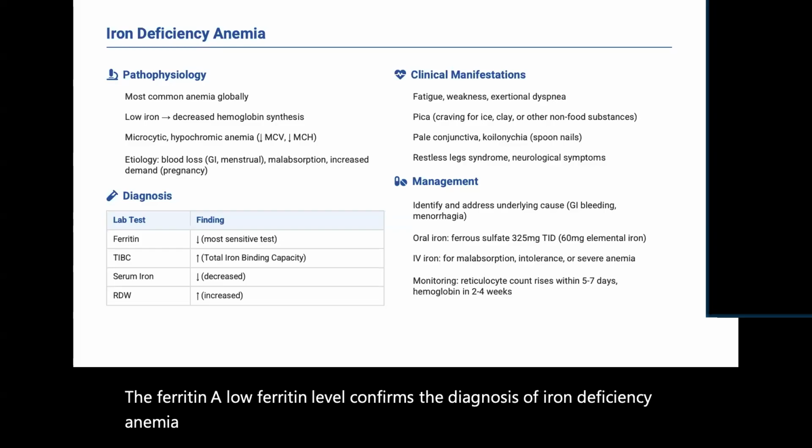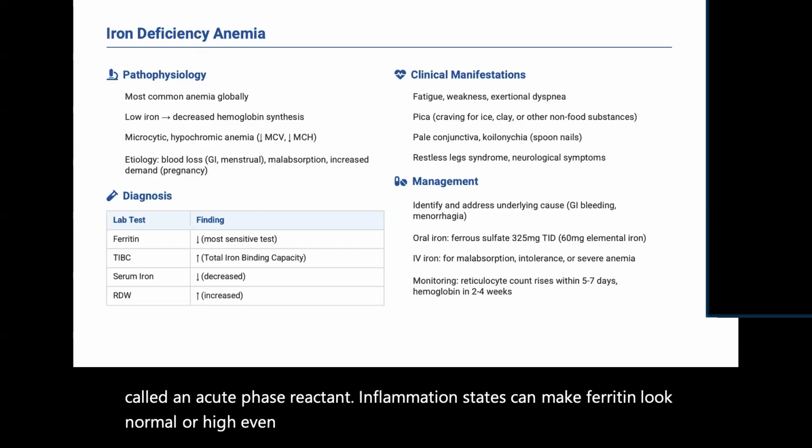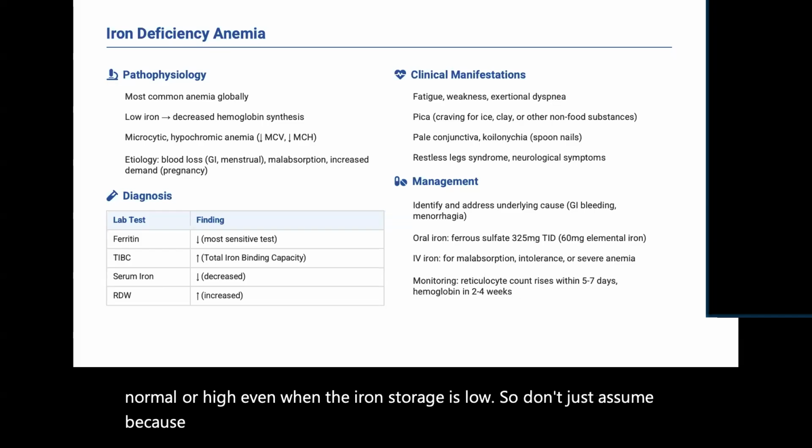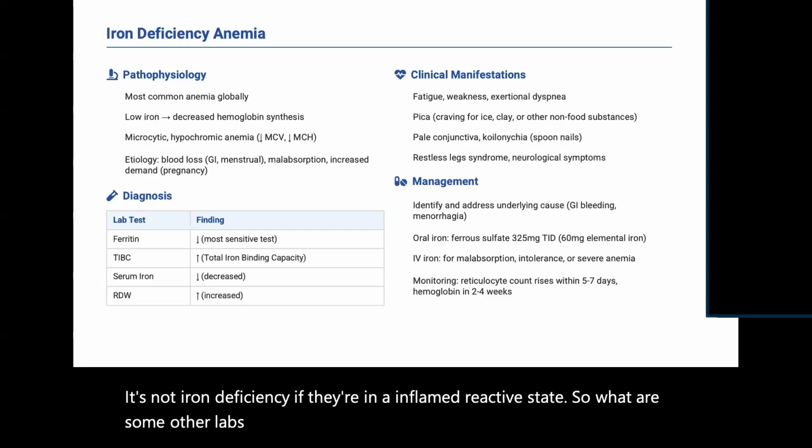Now, why can ferritin be misleading? Because ferritin is actually called an acute phase reactant. Inflammation states can make ferritin look normal or high even when the iron storage is low. So don't just assume because it's normal or high, therefore it's not iron deficiency if they're in an inflamed reactive state. So what are some other labs to look at? Well, that's why we look at other labs.